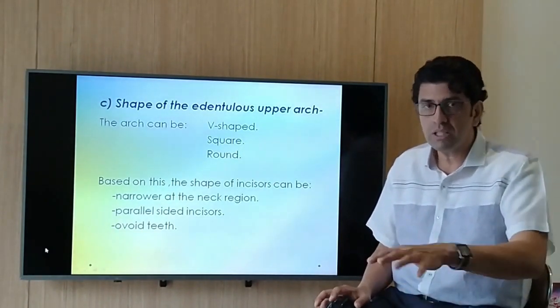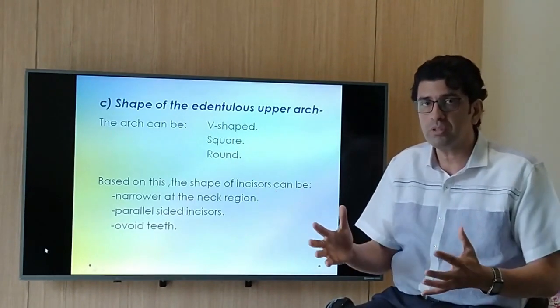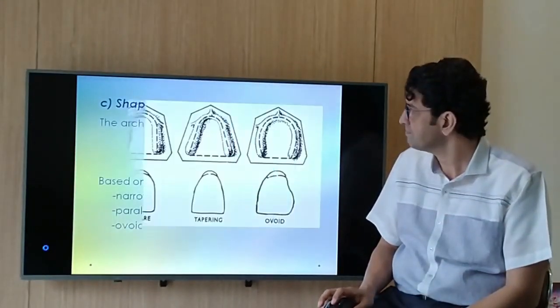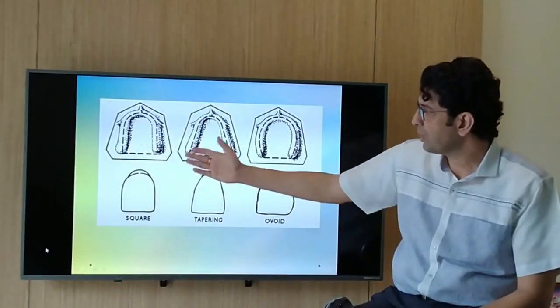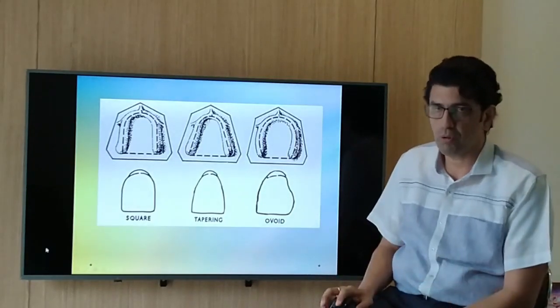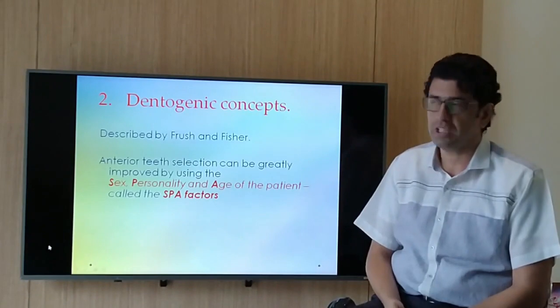So you've got to keep these parameters in mind when you are finally bringing in the teeth forms that you want and presenting it to the patient. Alright, so you have square ones, you have tapering ones, and you have an ovoid form of teeth. Okay, the second one, dentogenic concept.